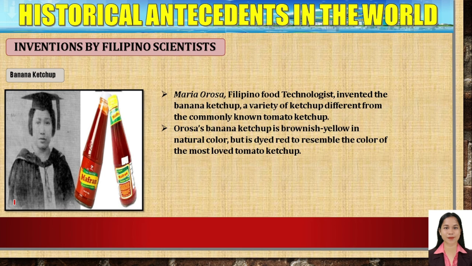So, Orosa's banana ketchup is brownish yellow in natural color, but is dyed red to resemble the color of the most loved tomato ketchup. Okay, so as historical accounts posit, Orosa invented the banana ketchup at the backdrop of World War II, when there was a huge shortage of tomatoes. So as a result, Miss Orosa developed a variety of ketchup that made use of mashed banana, sugar, so ginamitan ng sugar, vinegar, and spices, which were all readily available. So, ito na yung banana ketchup na ngayon was also called the banana sauce.